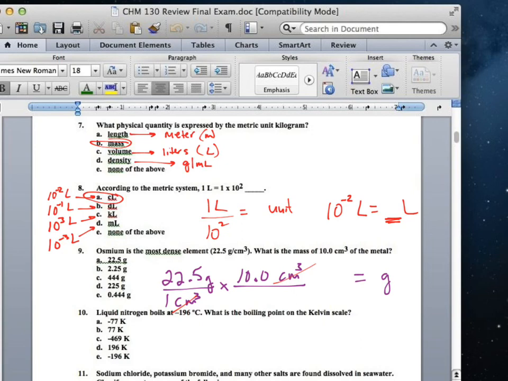Question 10. Liquid nitrogen boils at negative 196 degrees Celsius. What is the boiling point on the Kelvin scale? Negative 196 plus 273. And we should have a positive 77. What answers could you eliminate right away? All of the negative values. Why?